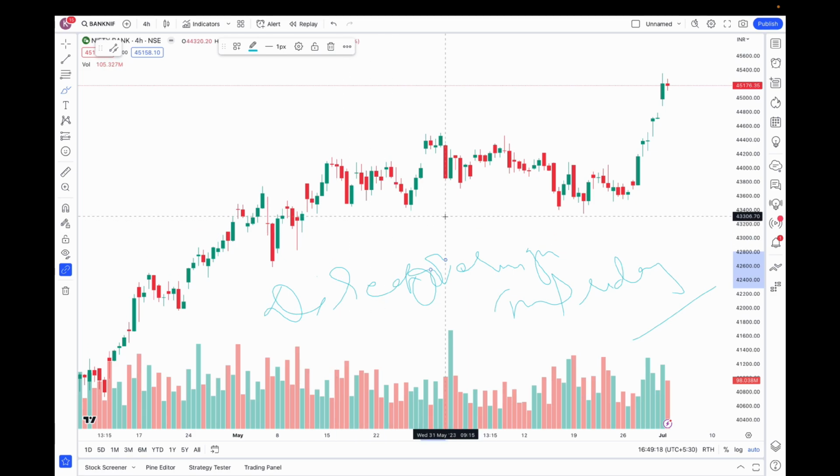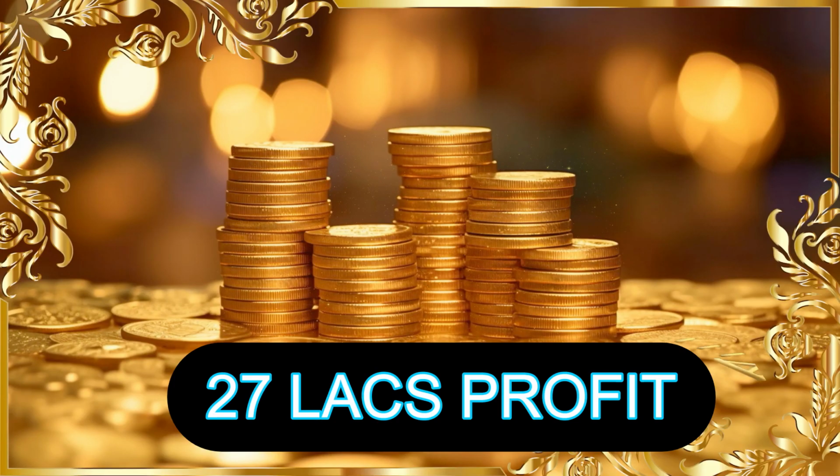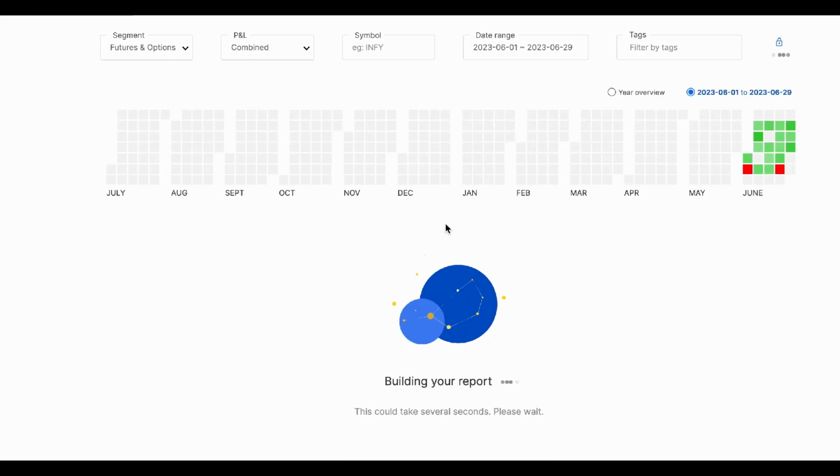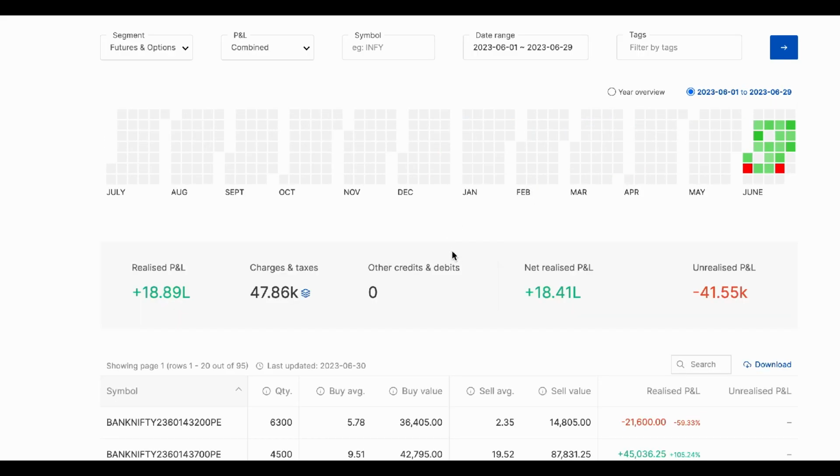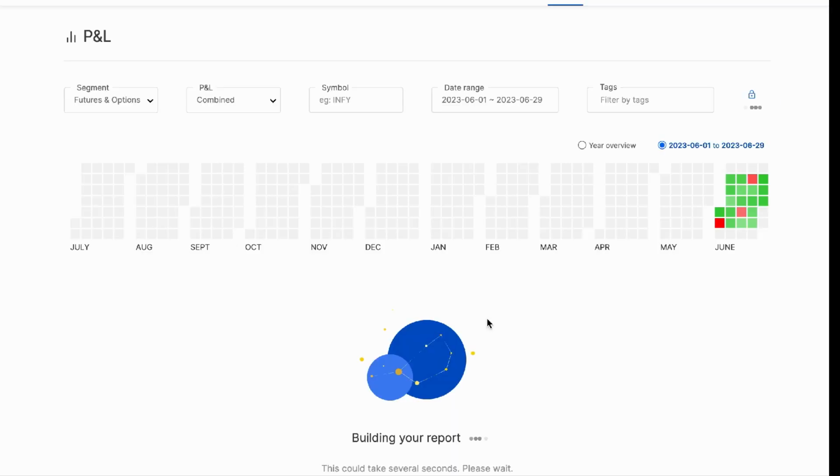But now I want to share the live PNL, where I have booked around 27 lakhs profit in both of my accounts. So let's dive in. This is one of the Zerodha accounts where I trade. This is my personal account. You can see here the profit of 18.4 lakh for the month of June, that is, from 1st of June to 29th of June. Whoever wants to see my verified Zerodha PNL can visit my Twitter account or my YouTube community post to see the profit statement as well.